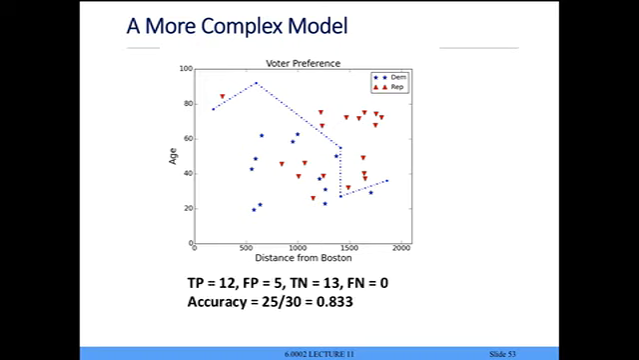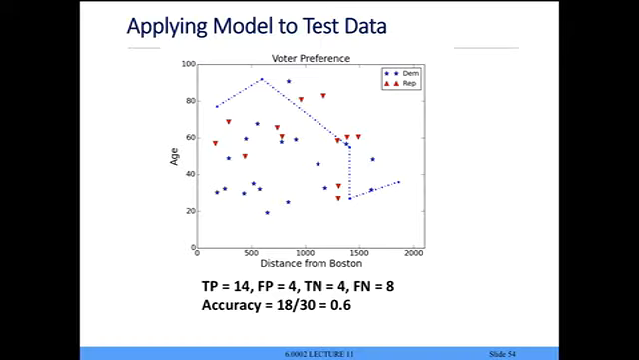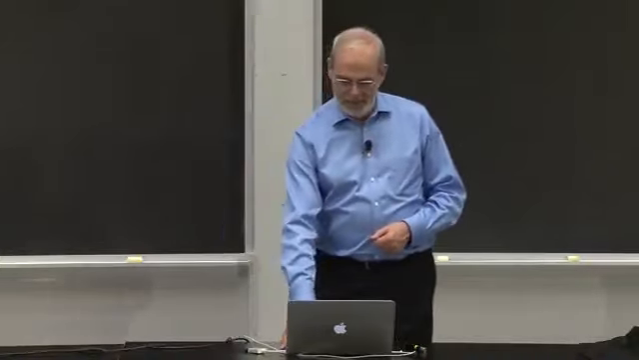And in this case, I get 12 true positives, 13 true negatives, and only 5 false positives. And that's kind of nice. You can see the 5. It's those 5 red ones down there. Its accuracy is 0.833. And now if I apply that to the test data, I get an okay result. It has an accuracy of about 0.6. I could use this idea to try and generalize to say, could I come up with a better model? And you're going to see that next time.